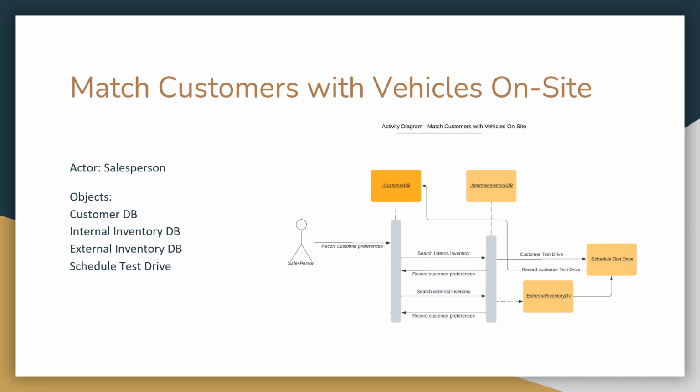Step eight, if we find a vehicle in our internal inventory that matches the customer's preferences, we proceed to the next step. The customer is then invited to test drive the matched vehicle. This gives them the opportunity to experience the vehicle firsthand and see if it meets their expectations. Last step, after the test drive, I record the test drive information into the customer's record. This includes details like the date of the test drive, the vehicle model, and any feedback the customer provides.